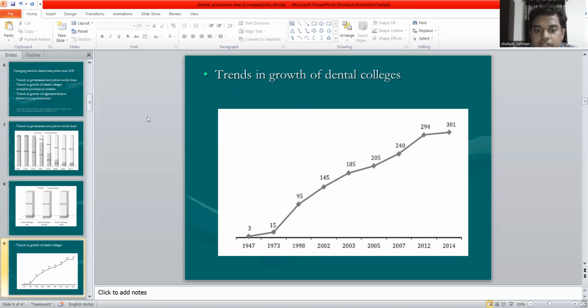So trends in growth of dental colleges. After 1973, there was a drastic increase. But from there again, if you notice after 2000, you can see an increase of double. Like if it was 145, when coming to 2014, it was 300. So from 2002 to 2014, that means in 12 years, there was a doubling of the dental colleges. Previously, from 50 years, there was only 145. But from 2002 to 2014, it became another 150.